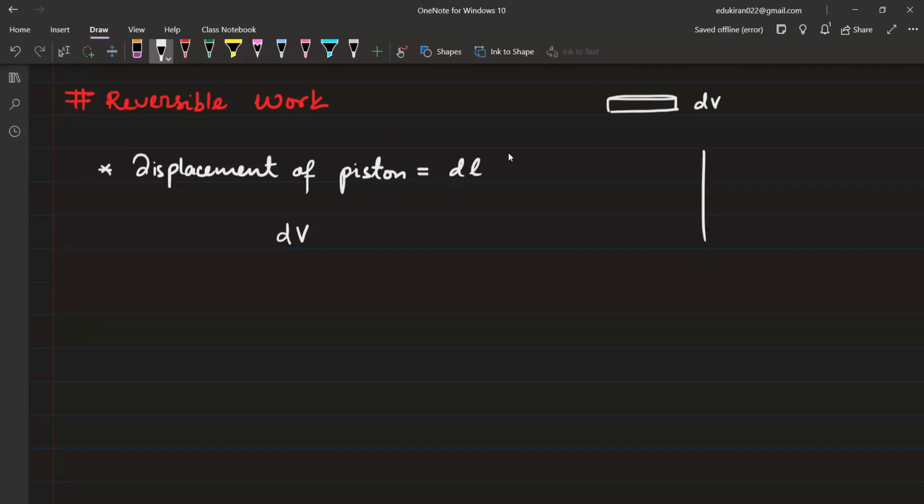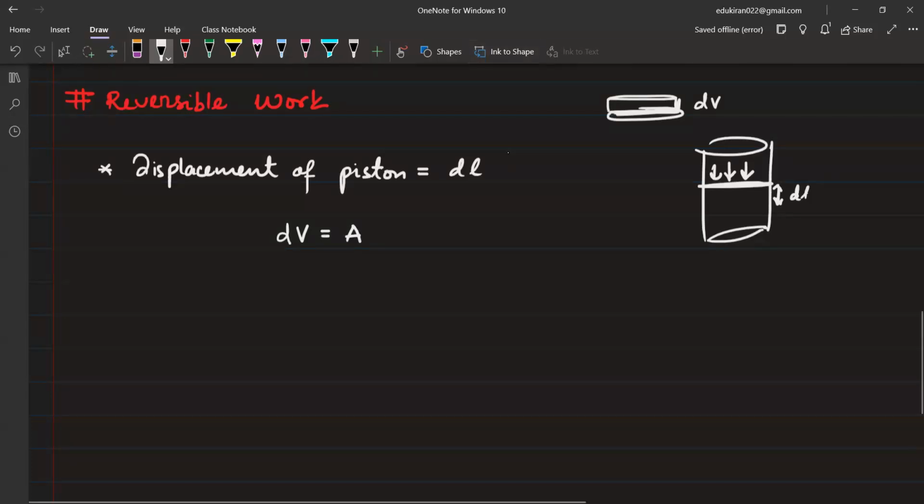We had a cylinder, and then there was a piston like this. In this piston we did some work, so this piston moved. This piston moved, so we had dl, and the volume is given by the area of the piston, the circular area, multiplied by the displacement of the piston. The area will remain the same whether we are doing reversible or irreversible work, if we are using the same cylinder, but the displacement, because we have a small change, will be dl. So dV, the change in volume, is equal to A into dl.